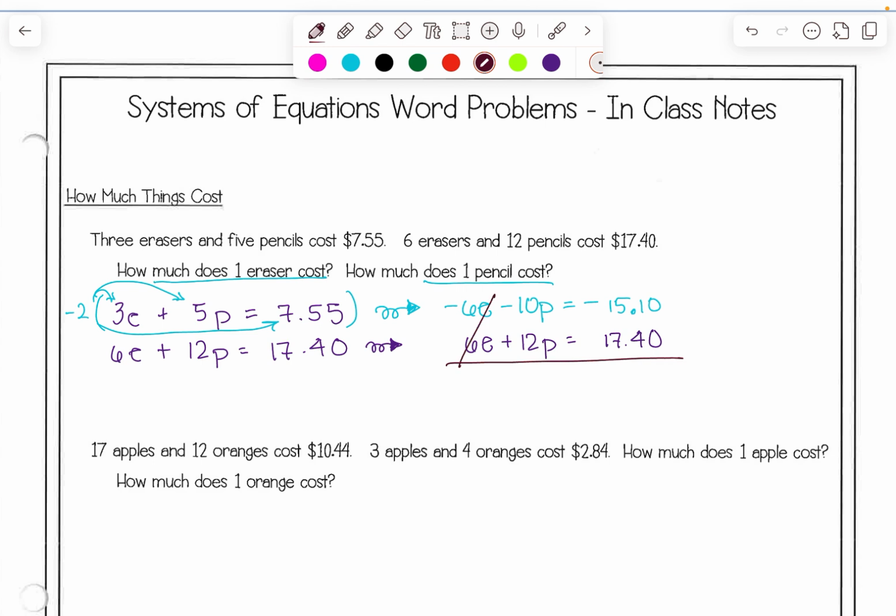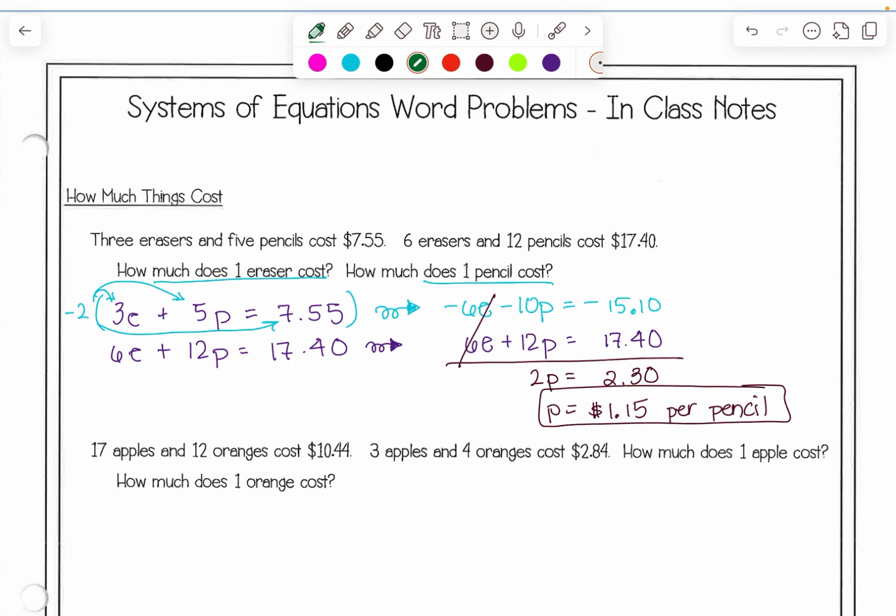My e's cancel. I'm left with 2p is equal to 17.40 minus 15.10, which gives you $2.30. So when you divide both sides by 2, each pencil costs $1.15. Okay, but now we have to find out how much the eraser costs. So take your p-value, plug it into one of the equations. I'm going to plug it into my top equation because that's the one with smaller numbers.